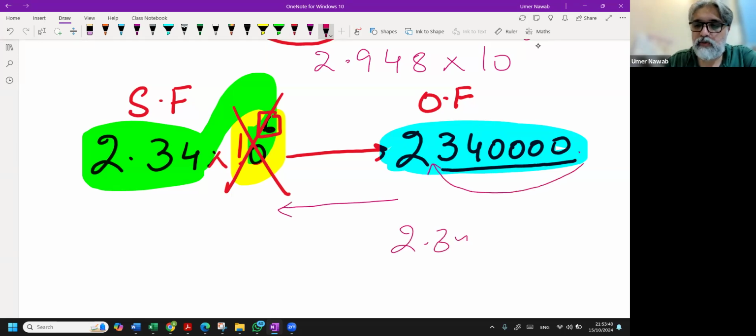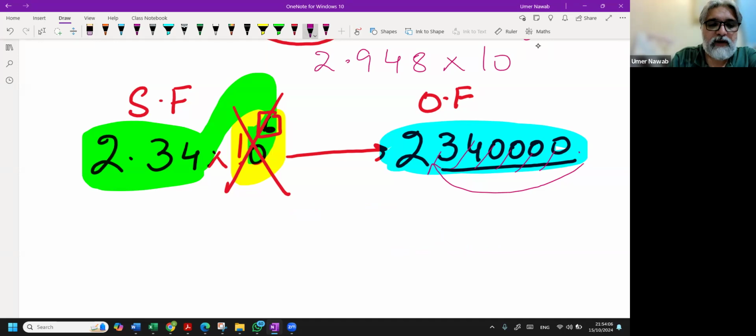So 2.34 into 10 raised to the power 1, 2, 3, 4, 5, 6. So you write here, because you are moving to the left, plus 6. I hope it is clear to my students what happens with the zeros when the standard form is converted to ordinary form.